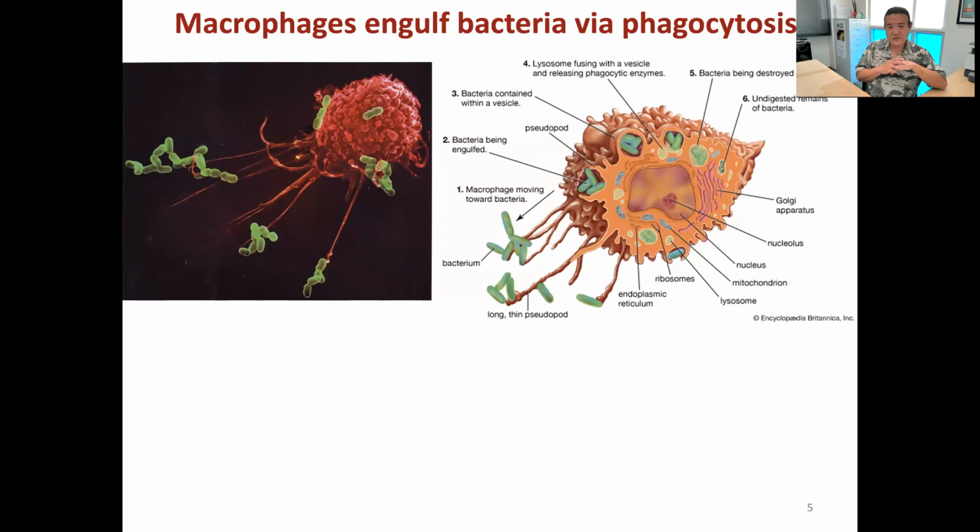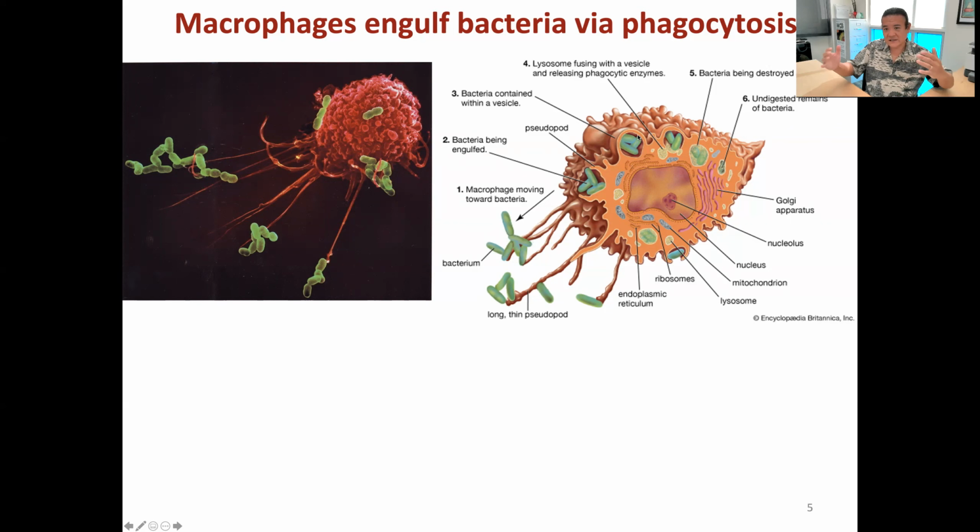So macrophages, as I said, engulf bacteria via phagocytosis. I think this is a really cool microscopic photo, where you have the macrophage here and these little green bacteria. And the macrophage, you can see, is clearly bringing the bacteria to it. And this illustration on the right lets you visualize what happens. The macrophage might bump into the bacteria, and as a result, parts of the macrophage's membrane can attach to the bacteria, draw it in.